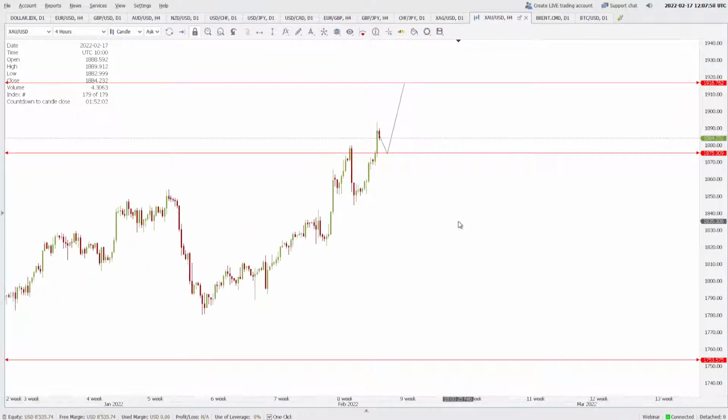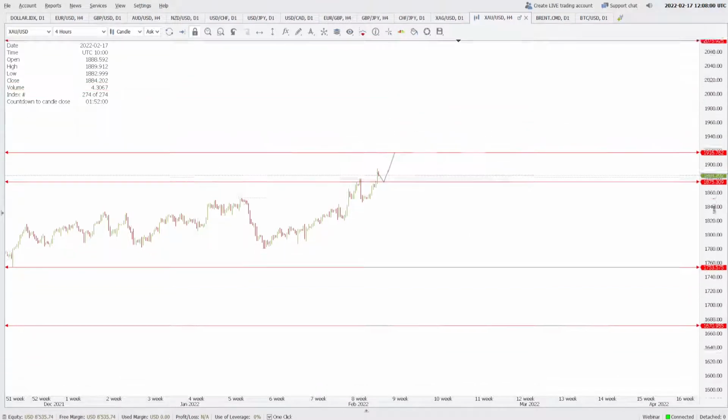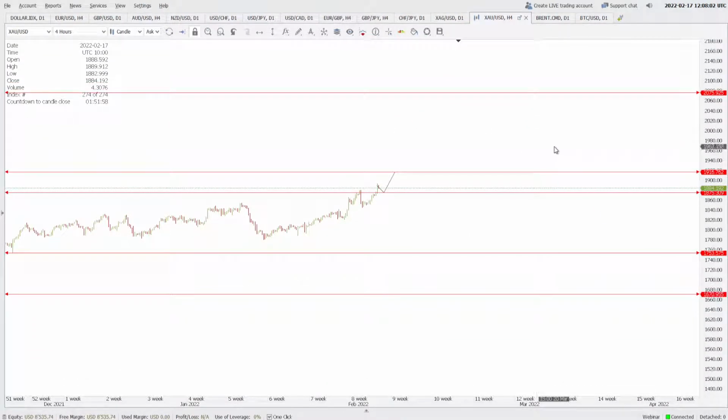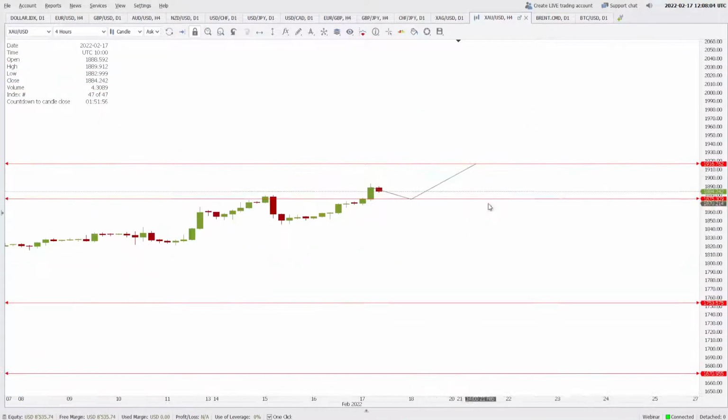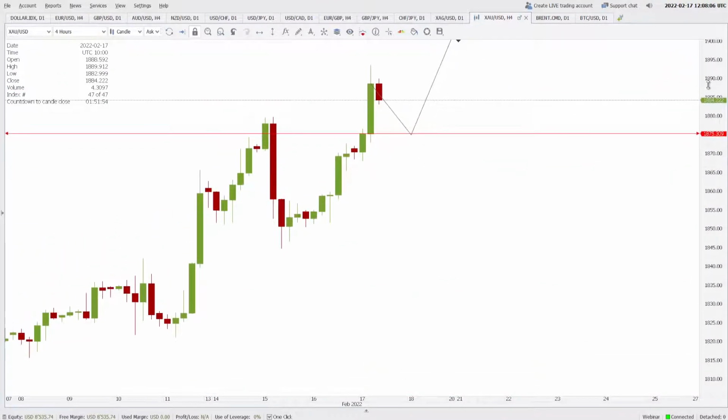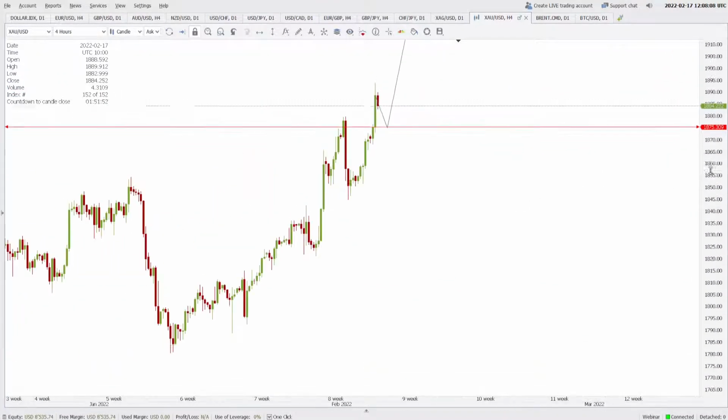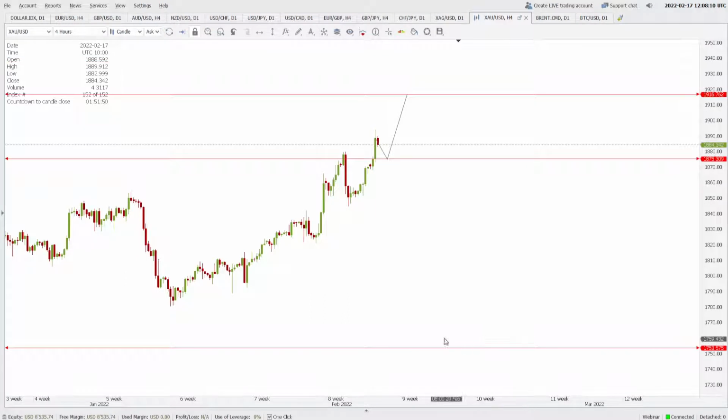And if the price closes above 1916, then we have 2075 as the next target. On the contrary, if the price starts going below 1875, then it can head towards the 1753 area, which is the next support for the gold. So right now resistance is at 1916 and support is at 1875.